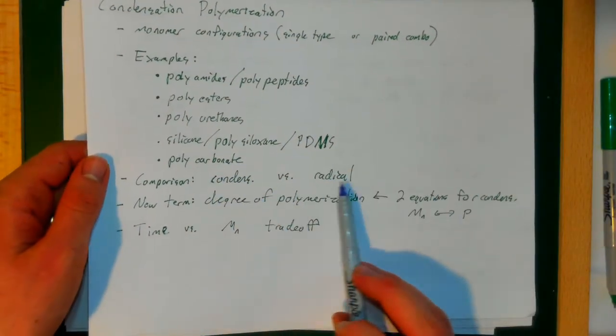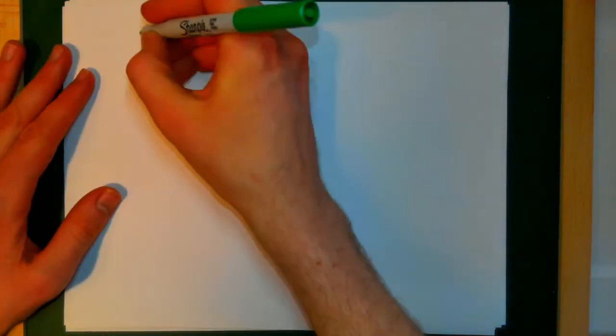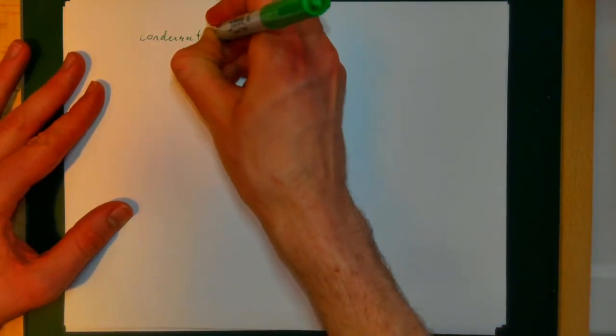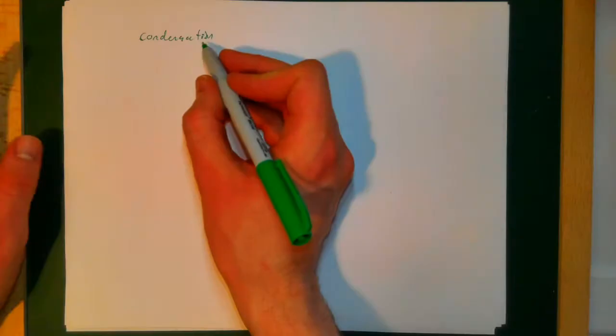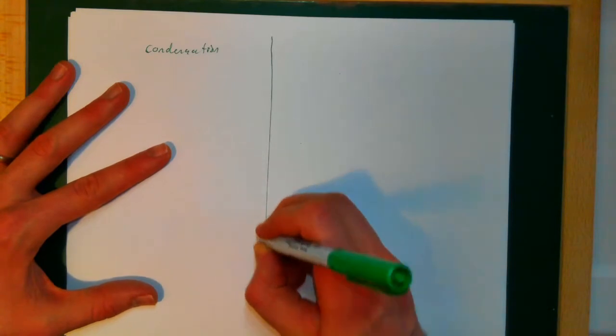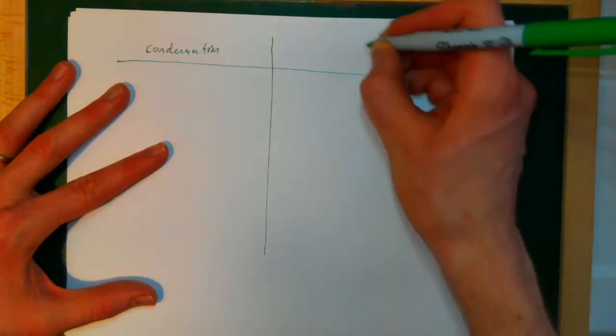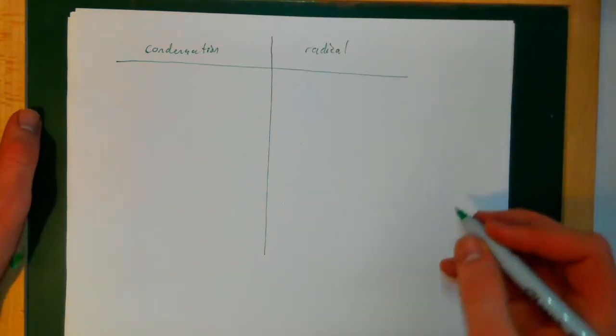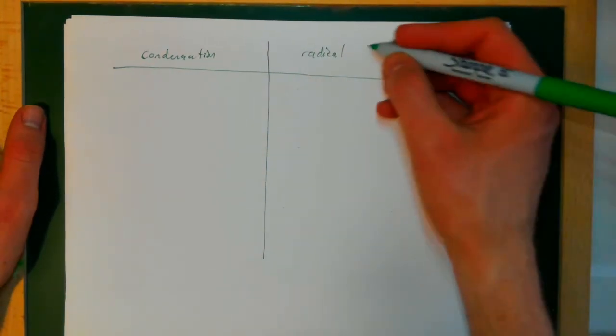Let's talk about condensation versus radical polymerization. So condensation reactions are basically what we've talked about today, and we contrast that to radical polymerization, which is what we talked about in a previous lecture.